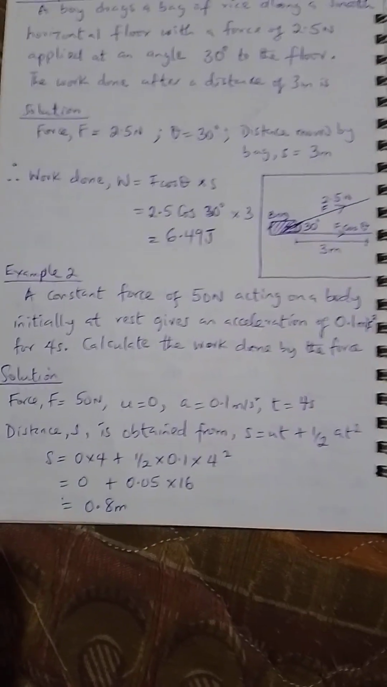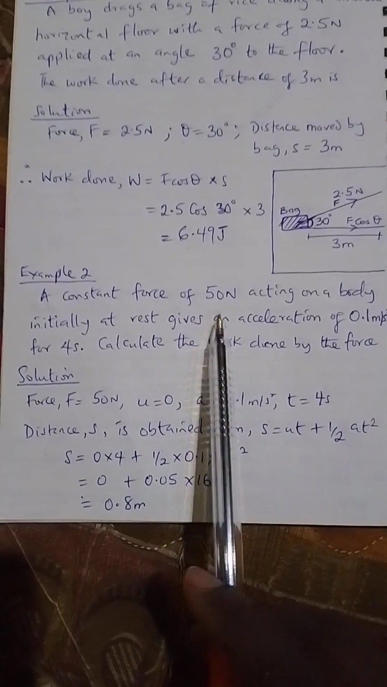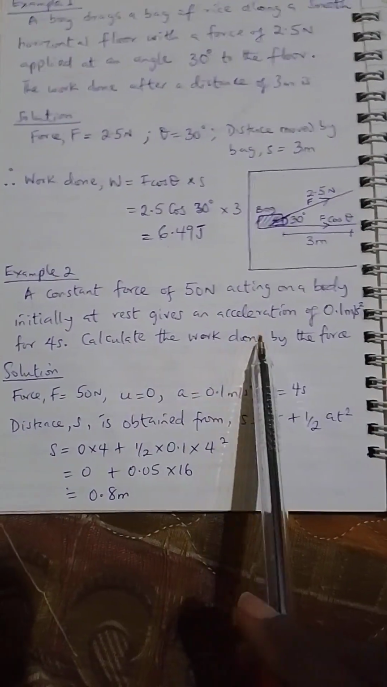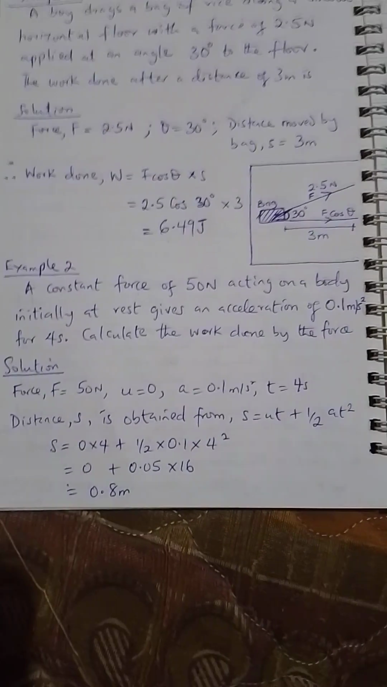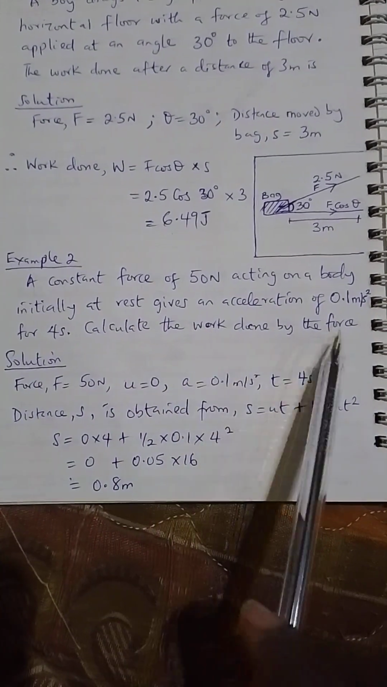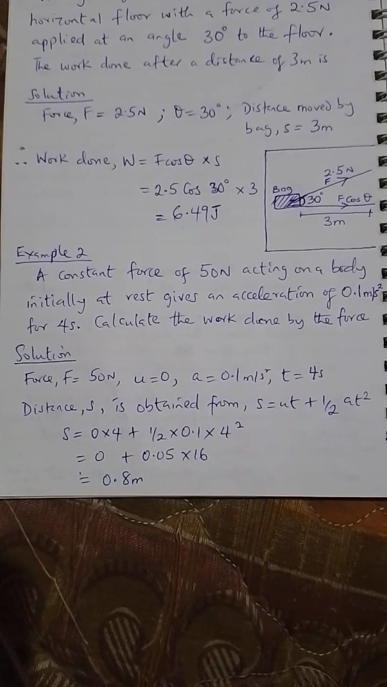Let's continue. All right, let's look at another example. A constant force of 50 newtons acting on the body initially at rest gives an acceleration of 0.1 meter per second squared for 4 seconds. Calculate the work done by the force. So another example on work done.